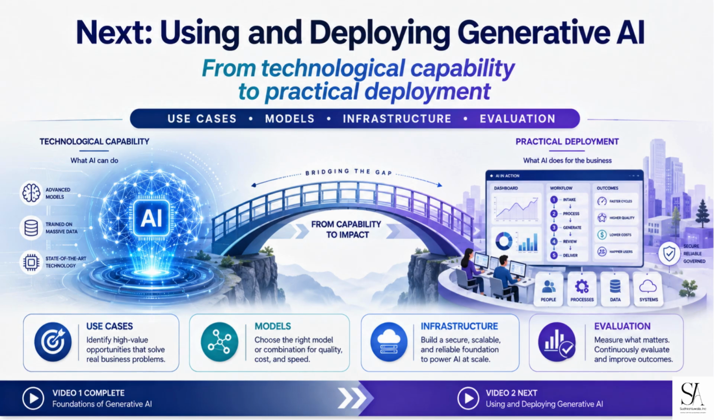The next question is no longer simply, what can generative AI do? The more practical question is, how should we use it? In the next video, we move from understanding the technology to using and deploying generative AI. We will examine how organizations identify suitable use cases, choose between different adoption approaches, select models and infrastructure, and evaluate whether a generative AI system is actually fit for the work it is expected to perform.